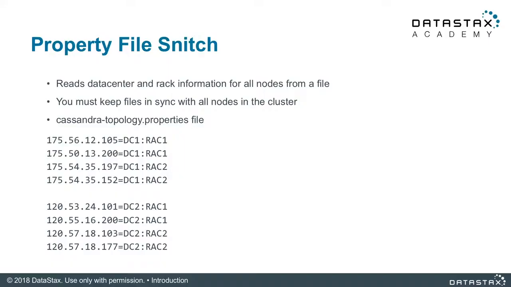Instead of having its values hard-coded like Simple Snitch, the property file snitch retrieves its data center and rack assignments from a local configuration file called cassandra-topology.properties. Although this is more flexible than the Simple Snitch, you must maintain this configuration file on each node, and the files must be in sync.